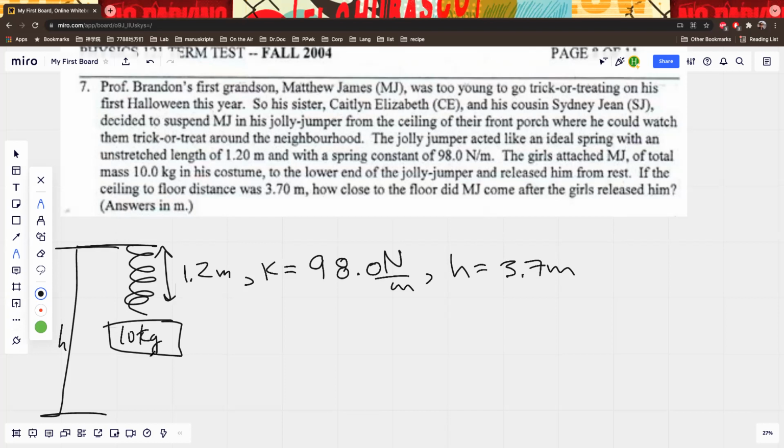So the girls release him. How far away from the floor does he land? Let's call this X. The boy lands a certain distance from the floor, right? So here we have kinetic energy, but we also have gravitational energy and spring energy.